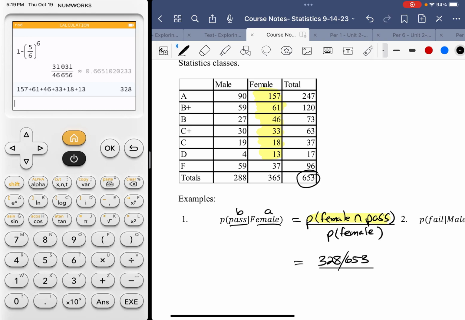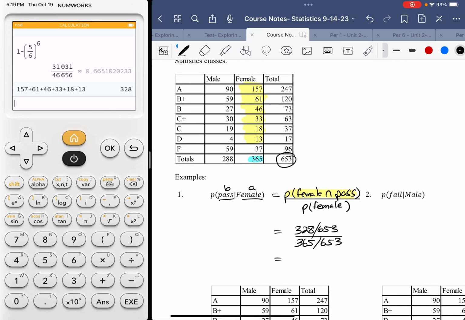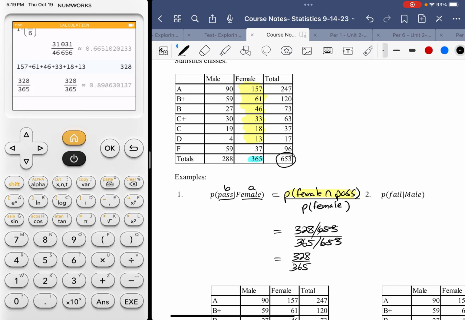Then on the bottom, I'm just looking for the probability of female just in general. All right, so this is the number of females out of the grand total, 365 out of 653. In a complex fraction, which is just a fraction over a fraction, if there's a common denominator, you can cancel them out. If there's a common numerator, you can cancel them out. But in this case, common denominator. So we have 328 over 365. If you'd like the decimal form, it's about 0.899. So roughly 90%.